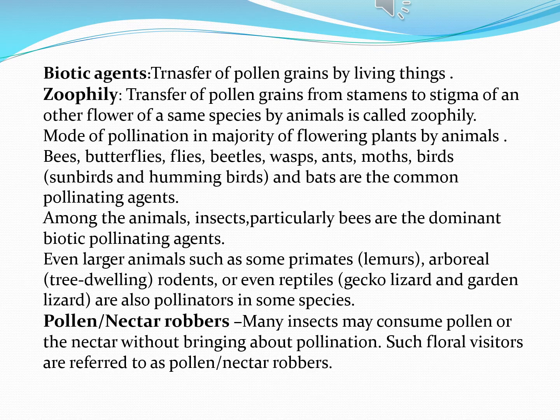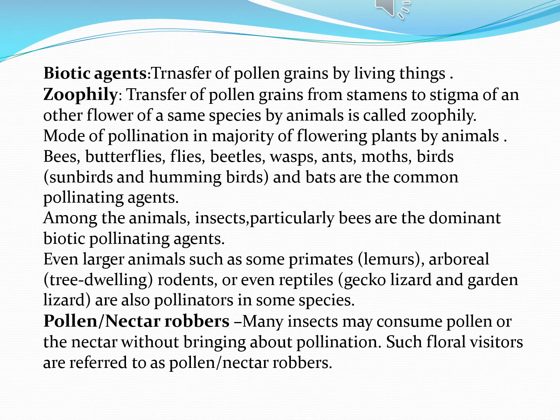Among the animals, insects, particularly bees, are the dominant biotic pollinating agents. We know that the majority of cross pollination is done by animals, and among them insects dominate. In insects, honeybees or bees are the dominating biotic pollinating agents. Even some larger animals such as primates like lemurs, arboreals, rodents, and some reptiles are the pollinators in some species.